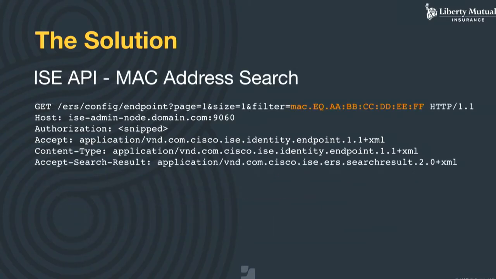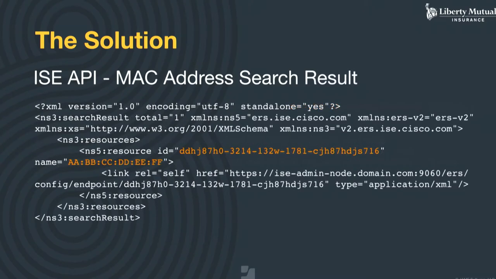You can also do a MAC address search in the ISE API. So when you start looking at custom integration and actually working with Identity Services Engine, this is, at least in my opinion, one of the most useful API calls I've ever used. And it basically lets you go to ISE and say, do you know about this MAC address? And you can set the page size to however many you want. But in this instance, right, page one, size one. We really, really want one result. And when you send that command, you get an XML formatted response with all of the device's information.